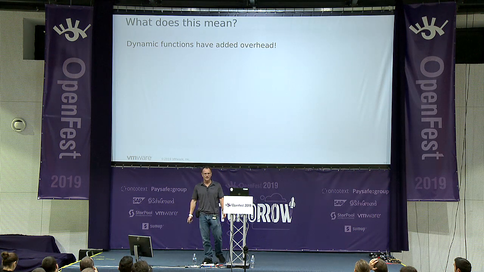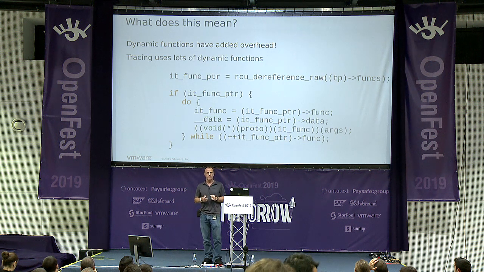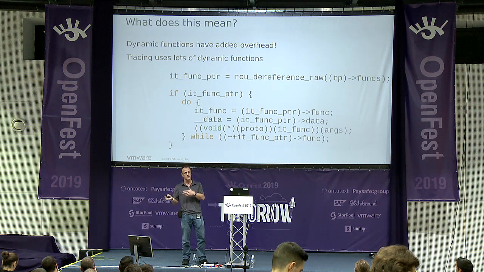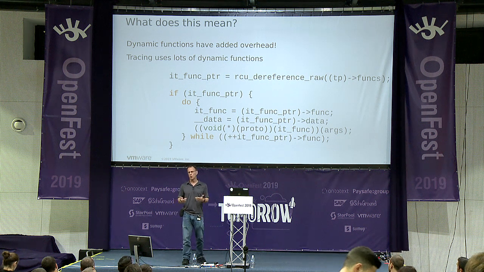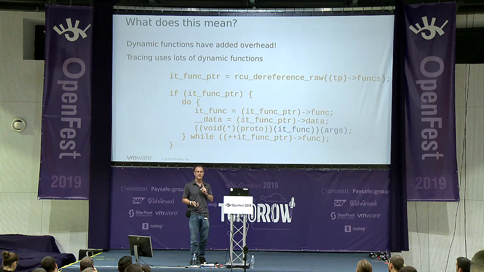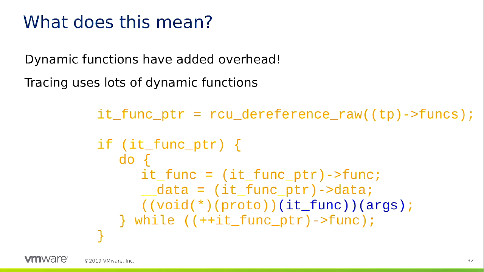What does this mean? Dynamic function calls have overhead. I'm the maintainer of ftrace, the official tracer of the Linux kernel, and I have this all over the place. This is a snapshot of what's in the code. It's messy, just look at that. That is a dynamic function call, and it's all over the place. I have this, and I went, oh crap. But what's lovely about tracing is the fact that it doesn't change much. You either manually turn it on, or you manually turn it off.